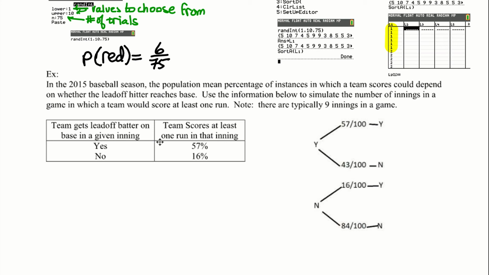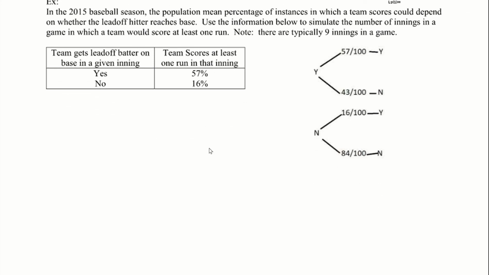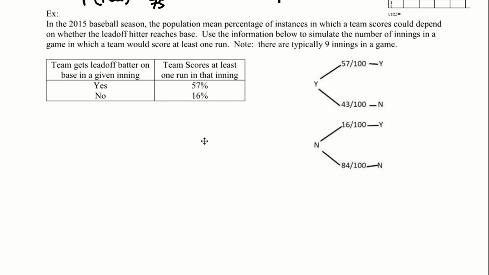All right, so it's kind of weird because it sort of seems to imply that you need to know a little bit about baseball, but I created a tree diagram to really illustrate what's going on here. So it's conditional. We have a yes or no, and then based off of that yes or no, we have another yes or no. So we just got to think about what the yes or no's mean. All right, team gets leadoff batter on base in a given inning. All right, whatever that means.